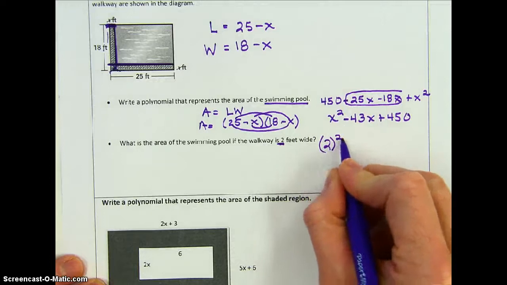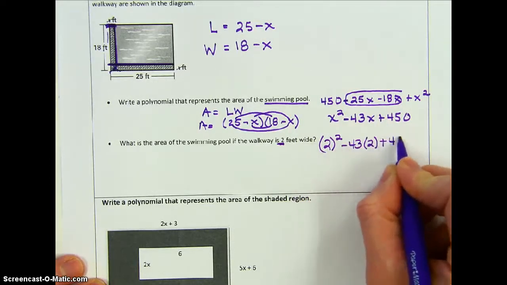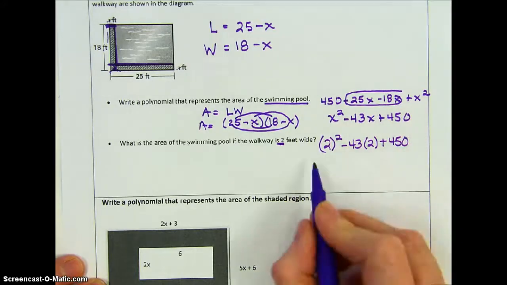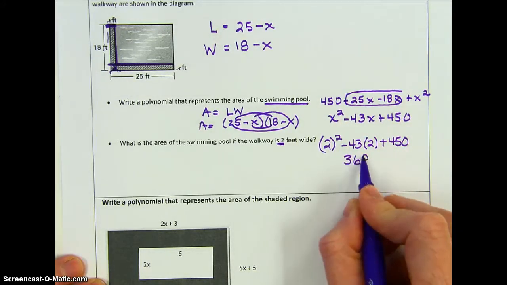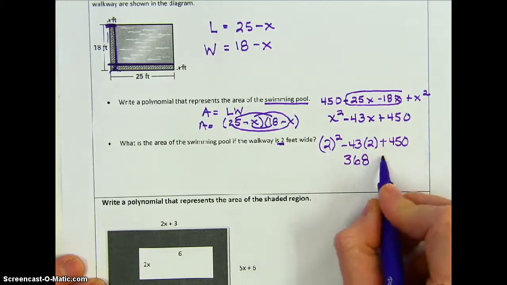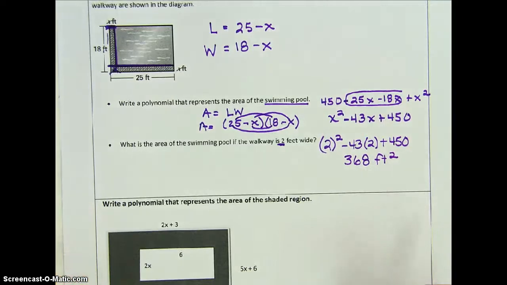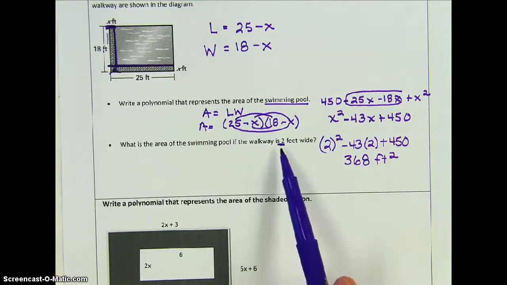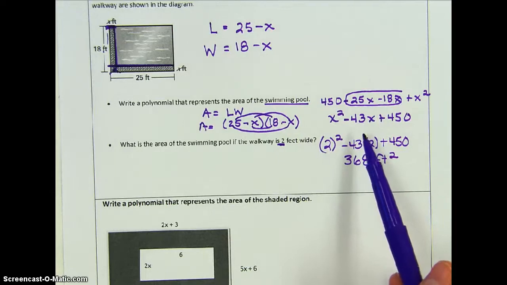So we're going to get 2 squared minus 43 times 2 plus 450. And then you can type this in on your calculator and it will come out to be 368 square feet. Because we're actually dealing with area, we will have square feet. Now, like I said, there's another way to do that problem, but they want you to use your area expression.